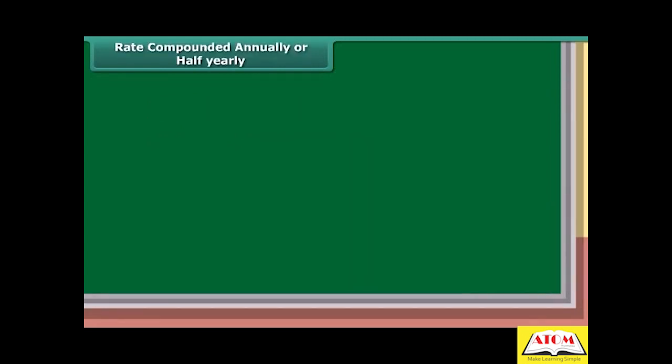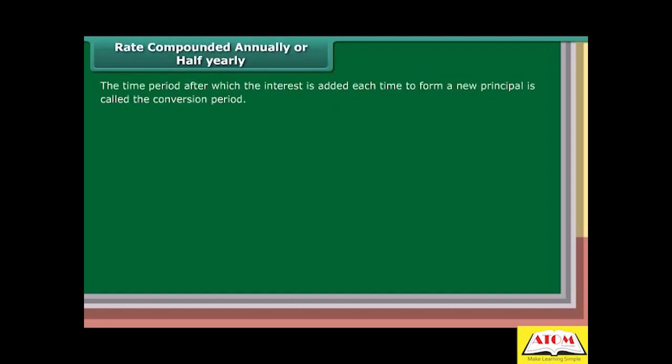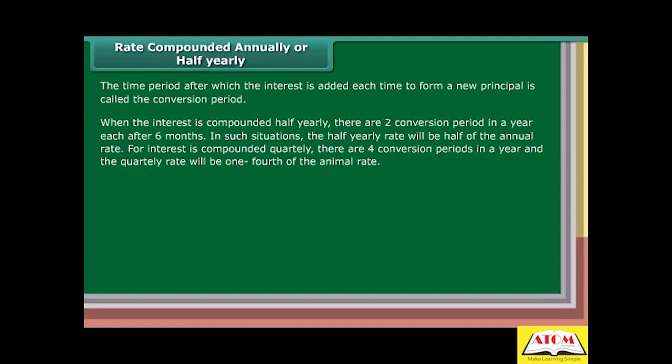Rate compounded annually or half-yearly. The time period after which the interest is added each time to form a new principal is called the conversion period. When the interest is compounded half-yearly, there are 2 conversion periods in a year, each after 6 months. In such situations, the half-yearly rate will be half of the annual rate. If interest is compounded quarterly, there are 4 conversion periods in a year and the quarterly rate will be 1/4 of the annual rate.